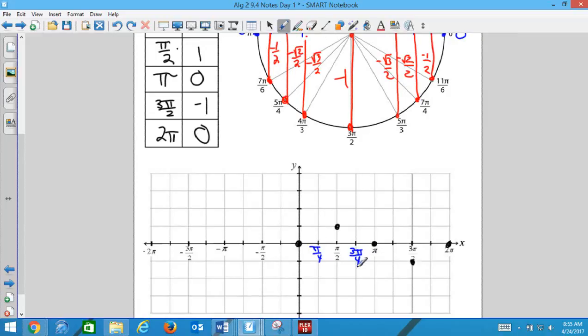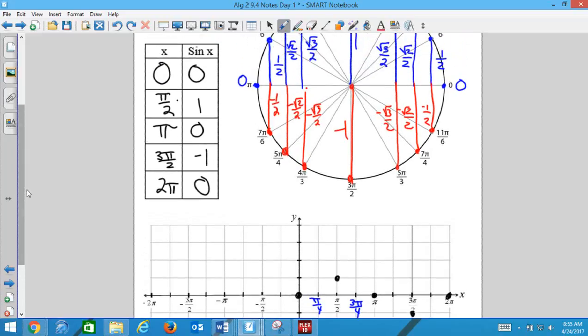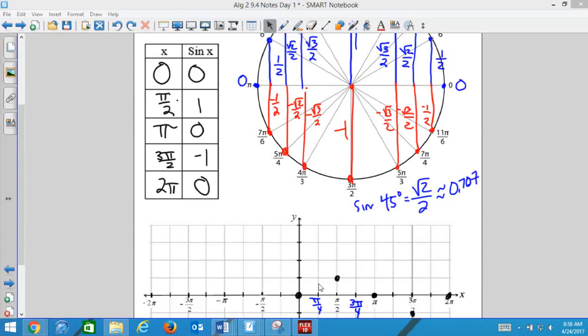We don't have to do this step every single time, but we're going to do it because it's the first time we're graphing this. We're going to find those pi over 4, the 3 pi over 4. I'm just going to look at the unit circle up here. At pi over 4, what was my sine, my y value? Root 2 over 2, which when you type it in the calculator is approximately 0.707. So at pi over 4, I'm going to go to approximately 0.7.